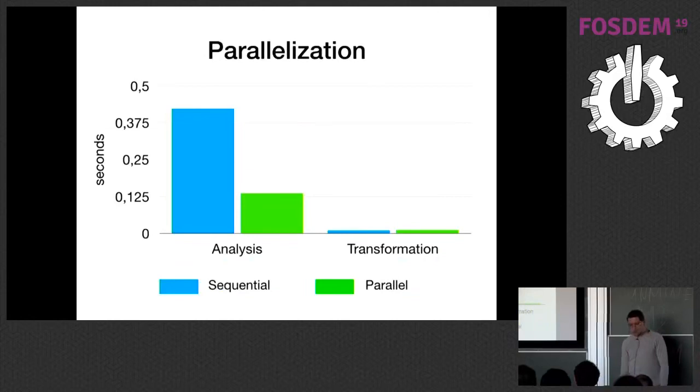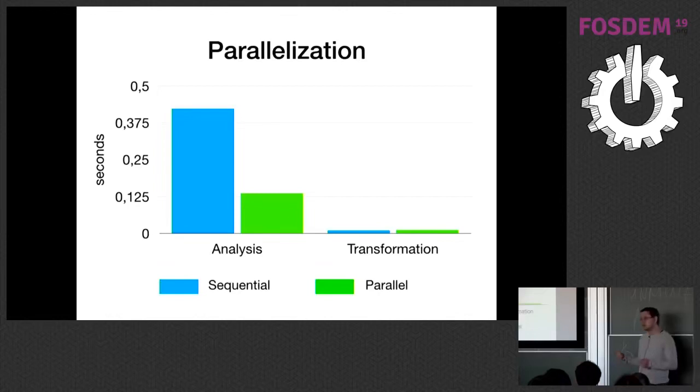And these are some numbers. You see the steps are split: analysis and transformation. The transformation, at least in our case, is super fast, for some reason, because it does much less job. But analysis takes most of the time. And if we parallelize, you can see the green color, it becomes much faster.